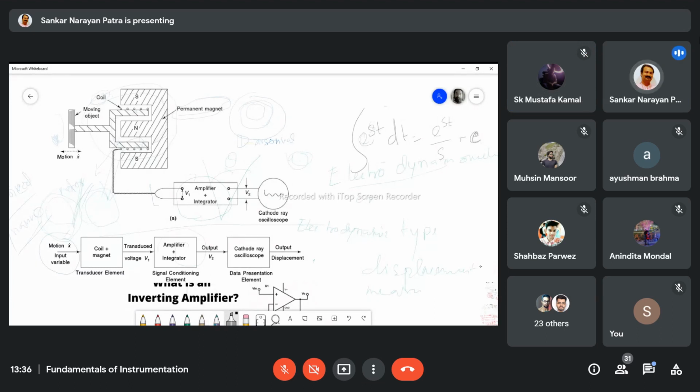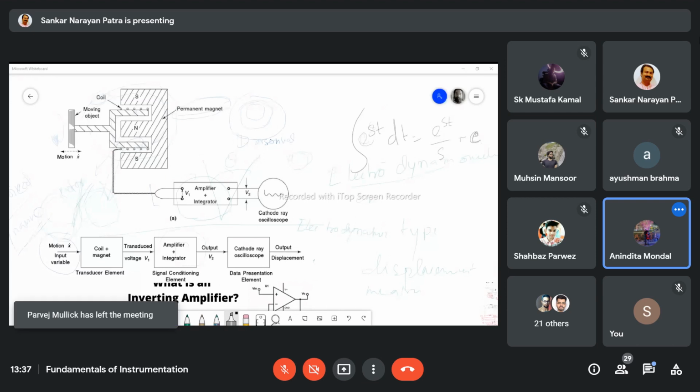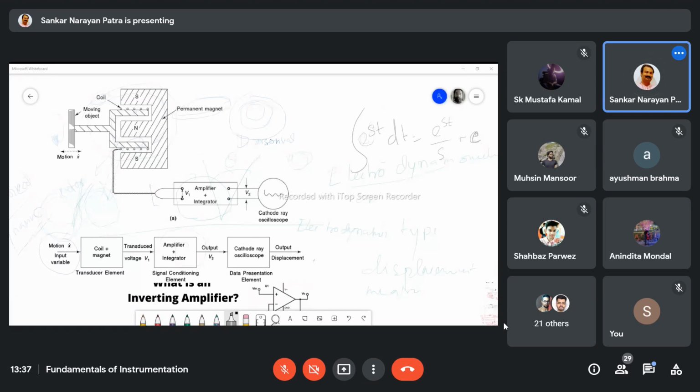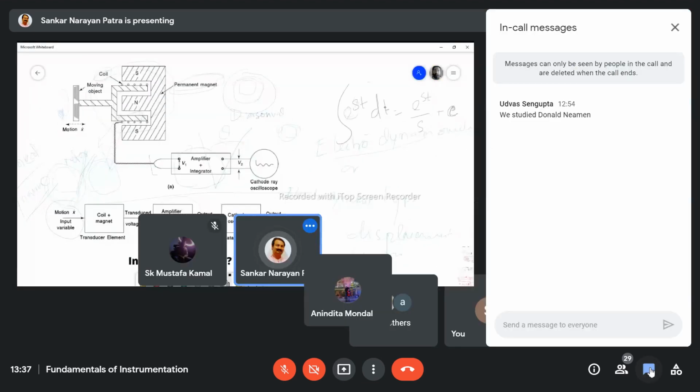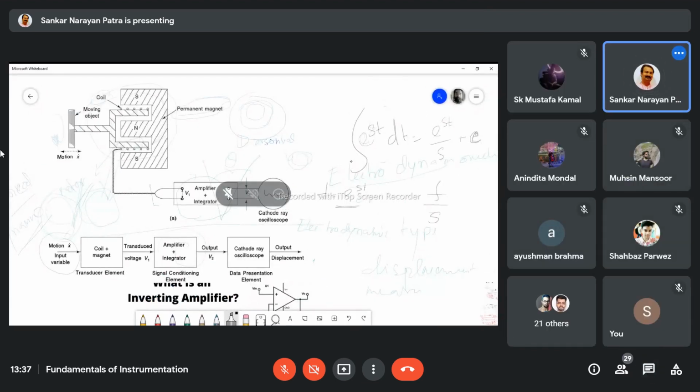Somebody? Yes, sir. Who is speaking? Sir, Anindita. Anindita, okay. Yes, sir. E to the power st upon s plus the integration constant. So if f equals e to the power st, then the integrated value is f by s. I am considering C is 0. So if e to the power st is the signal, then f by s will be the integrator output. I mean, I put that f(t) into an integrator.